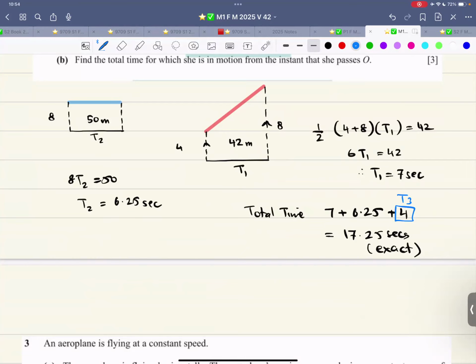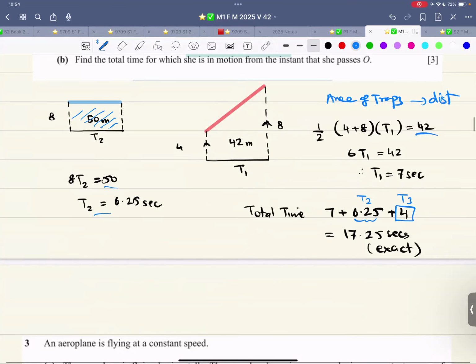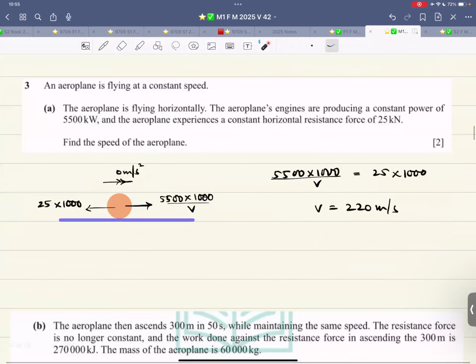And then how do you find T2? The area of this rectangle is 50, therefore T2 is this much. So this is T2 over here. And then the first one, that is the area of the trapezium. The area of the trapezium is the distance covered, and this distance is 42. So therefore, half into 4 plus 8, that is the parallel sides, into the height T1, and T1 is 7 seconds. Total time is exact, no need of rounding off. That is 17.25 seconds.